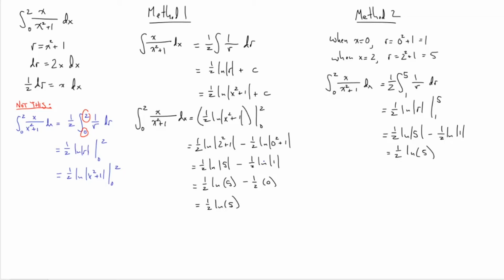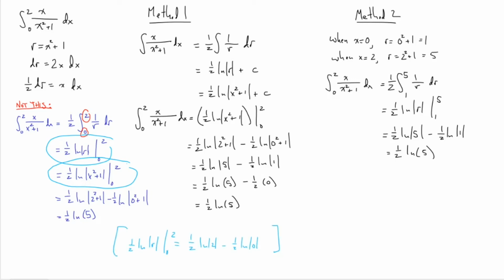And so the unfortunate and maybe somewhat interesting thing here is that you can come up with the right answer, 1/2 the natural log of 5. The problem is that 1/2 the natural log of r evaluated from 0 to 2 is absolutely not equal to 1/2 the natural log of x squared plus 1 evaluated from 0 to 2.